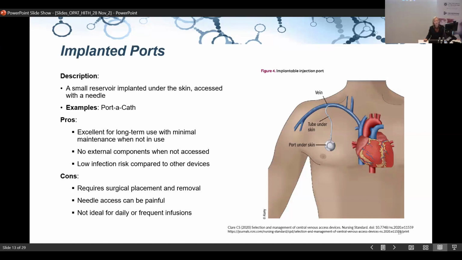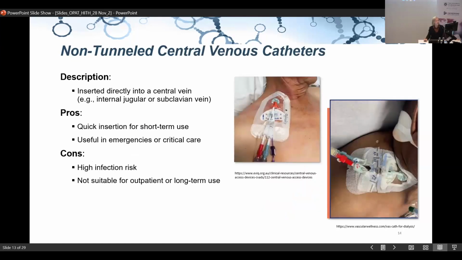The cons are that it does require surgical placement, and it can be painful when they're accessing it because they're accessing through the skin each time, and it's not ideal for very frequent infusions and access.